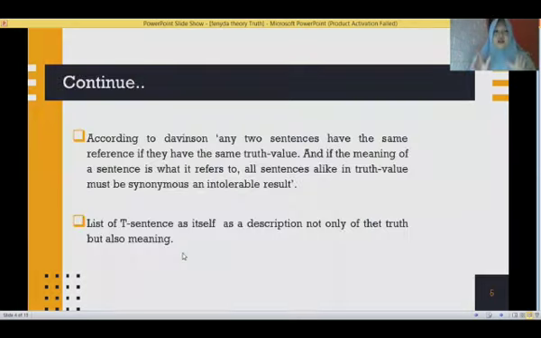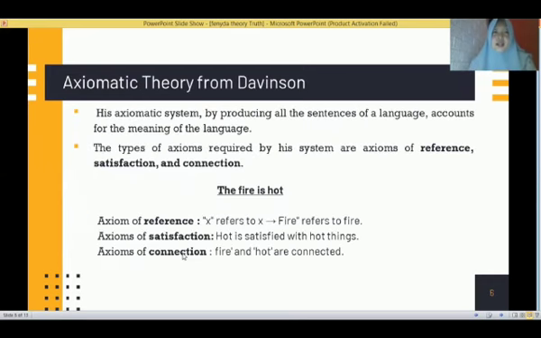Next. Now, according to Davidson, any two sentences that have the same reference have the same truth value. And if the meaning of a sentence is what is referred to, all sentences alike in truth value must be synonymous. So, this kind of theory is a description not only of truth, but also of meaning.